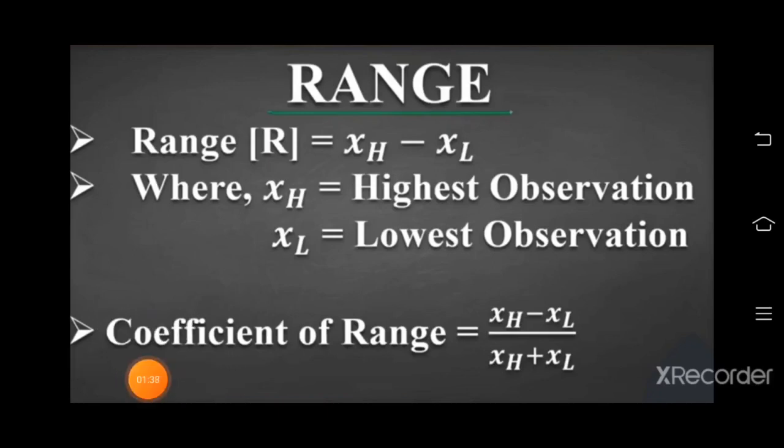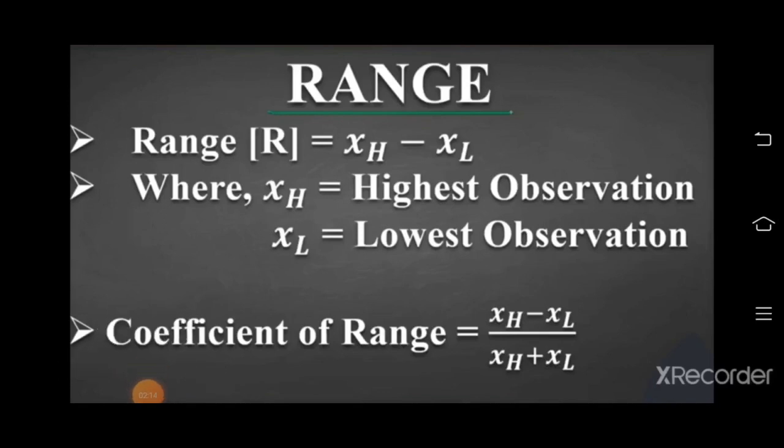Here, the difference between the highest and lowest observation of the data is called the range, and it is denoted by the symbol R. Range equals xh minus xl. Xh means the highest observation. XL means the lowest observation. Range R is an absolute measure of dispersion having the same unit of measurement as the observations given.